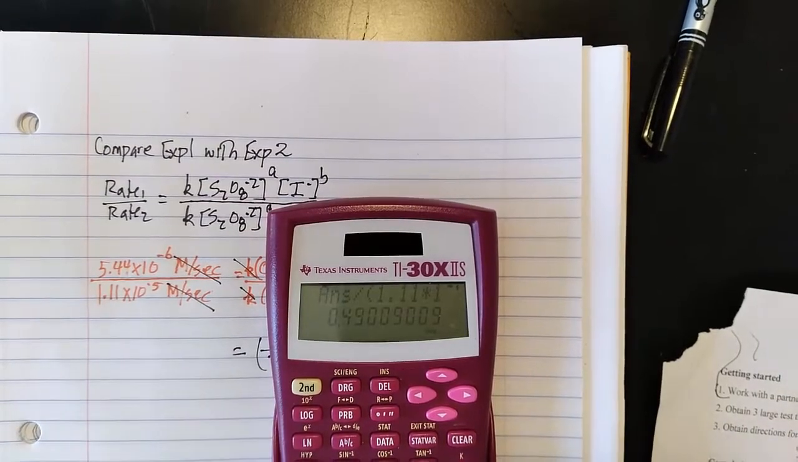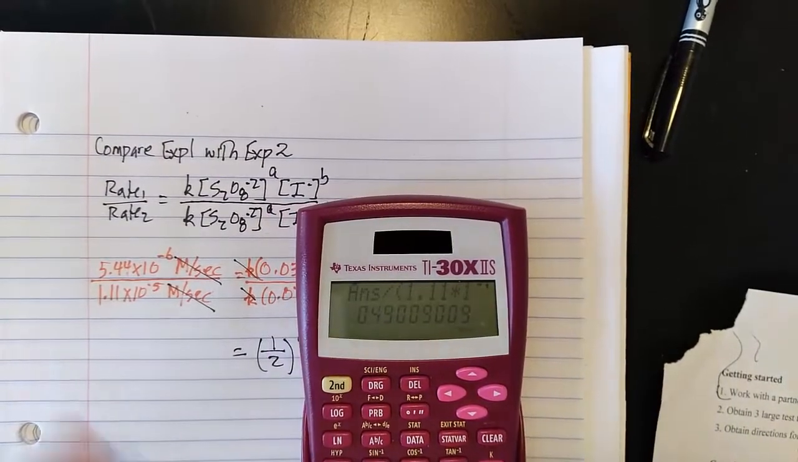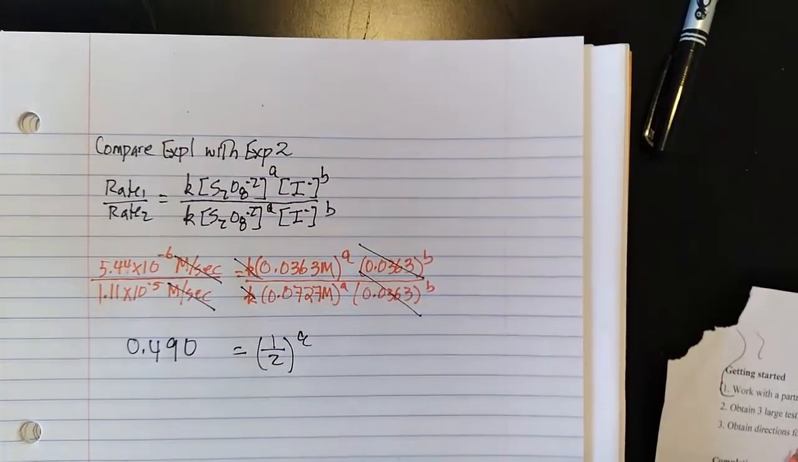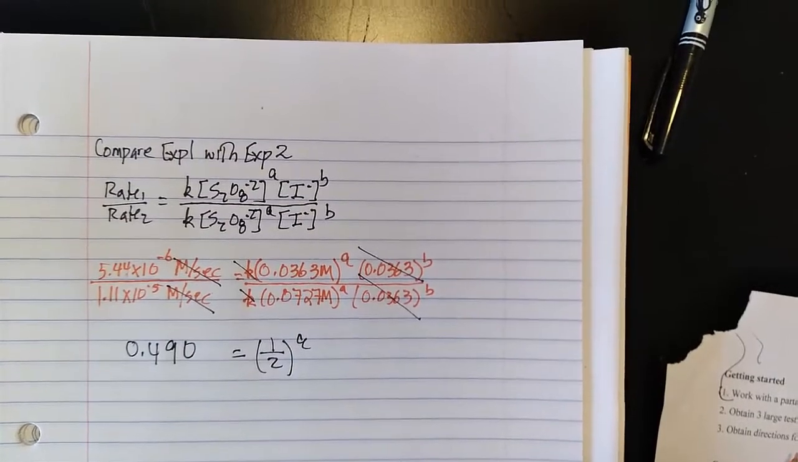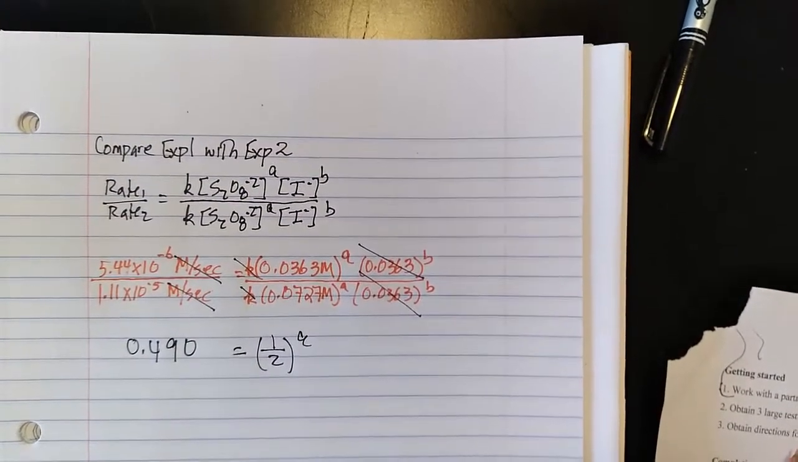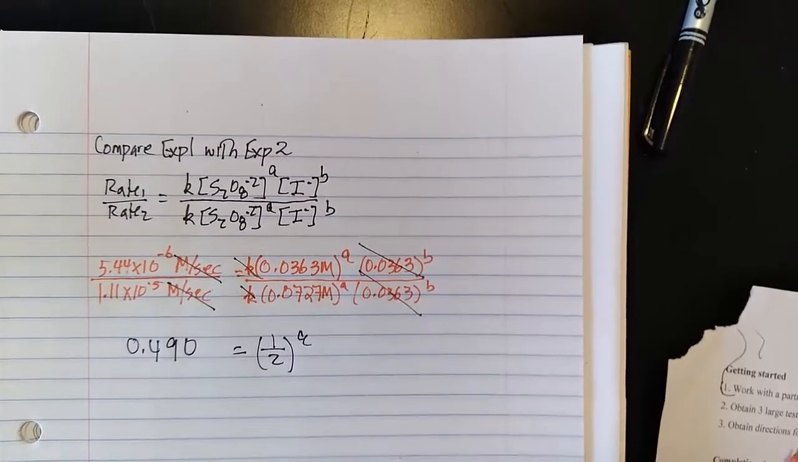And 0.49, so 0.49, that's actually very close to 0.5. So that's a tough call. You know, I'm tempted to just round that up to 0.5 and say a is equal to 1. But let's just go ahead, realizing everyone's data may be a little bit different.